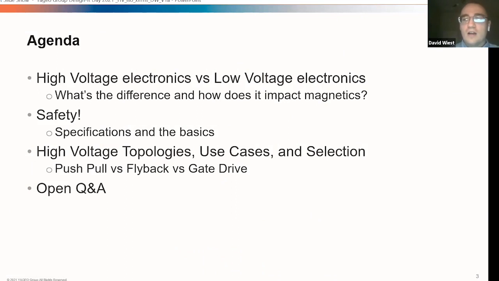Today, we're going to talk about isolation magnetics and how they relate to high voltage and low voltage electronics. Those are relative terms, and one may say that the electronics are roughly designed the same, especially if you consider the magnetics. There is also going to be talk about safety and the safety of magnetics, which becomes very important in high voltage electronics. We'll also talk about typical topologies found in high voltage systems, how they're used, and how you choose the correct magnetic. And then we'll finish up with open Q&A.